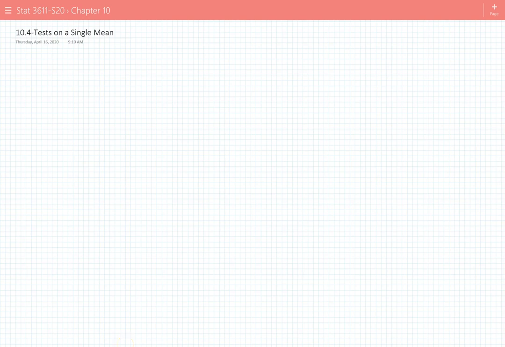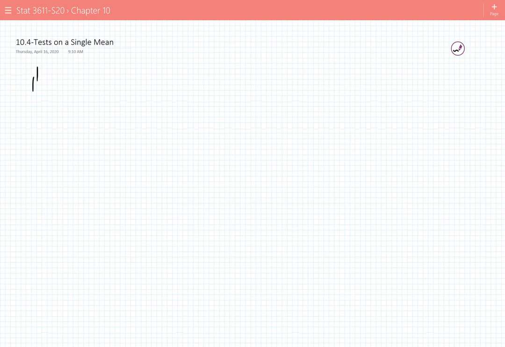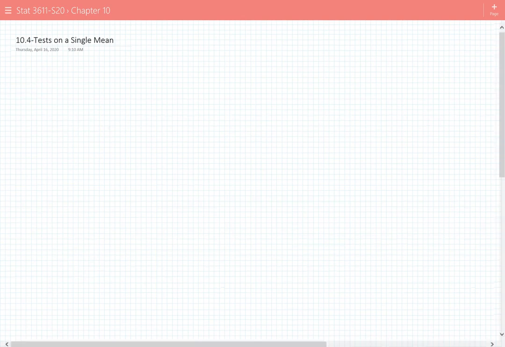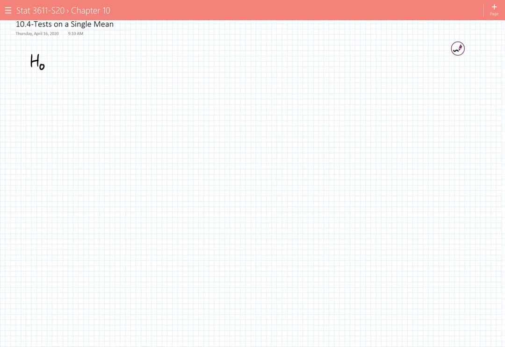Let's consider a pretty standard hypothesis test. Suppose we have the null hypothesis on a population mean equaling some value, mu sub 0, versus the alternative hypothesis that this is not the case, that the true population mean is not mu 0.